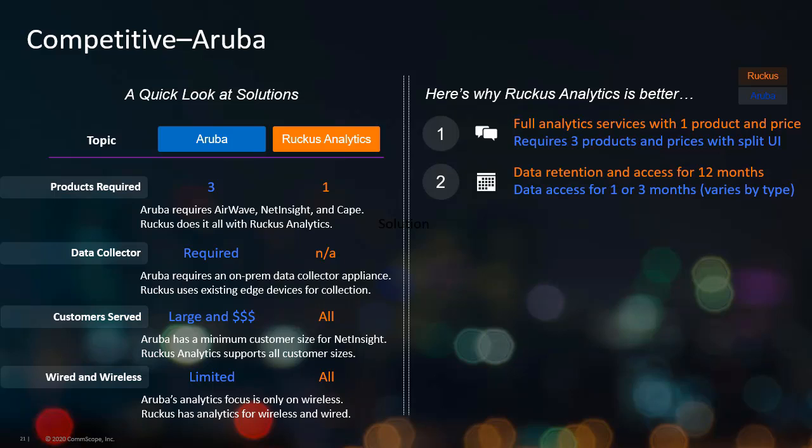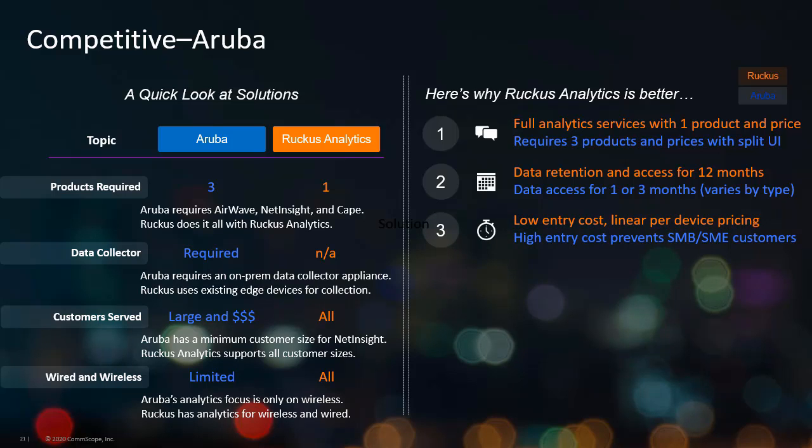Our data retention and access are for 12 months versus their data access for 1 to 3 months, depending on the data type. We have a low entry cost and linear per device pricing versus Aruba's high entry cost that prevents SMB and SME customers.